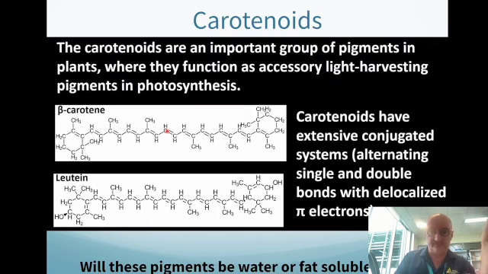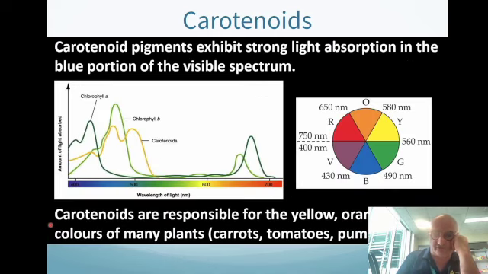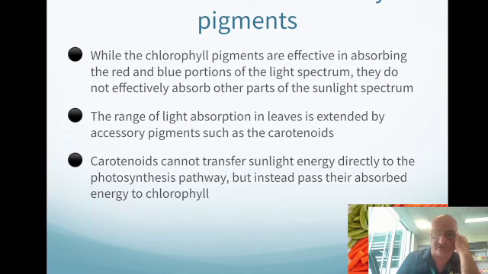Carotenoids come from plants. Here we have beta carotene and lutein. We can see clearly lots of alternating single and double bonds and loads of pi electron density. You all remember what pi electron density is, right? Will it be fat or water soluble? Well, for water soluble, we're looking for polar, and for fat soluble, non-polar portions of the molecules. Very good.